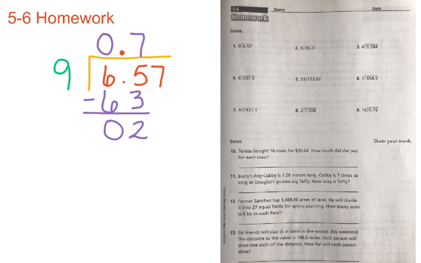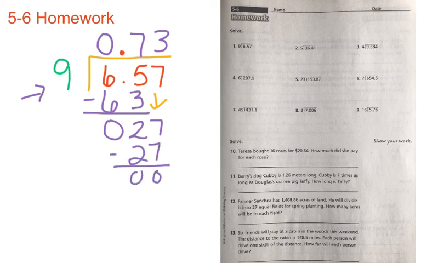I can do my check and make sure that my remainder, which is 2 here, is less than my divisor of 9, and it is. So we're good to go. We can then bring down our 7. Now, I know that 9 can go into 27 3 times because 9 times 3 is equal to 27. And 27 minus 27 is 0, so we are finished there. So your answer for number 1 is 73 hundredths or 0.73.